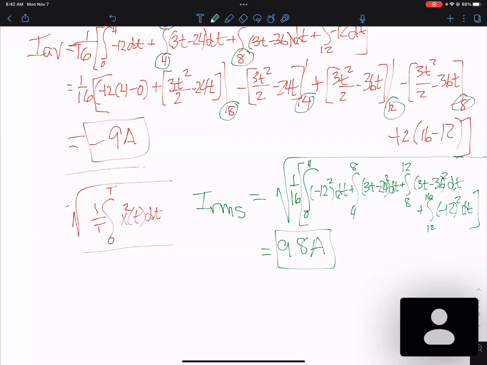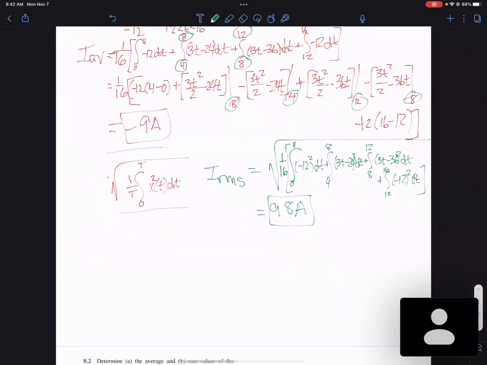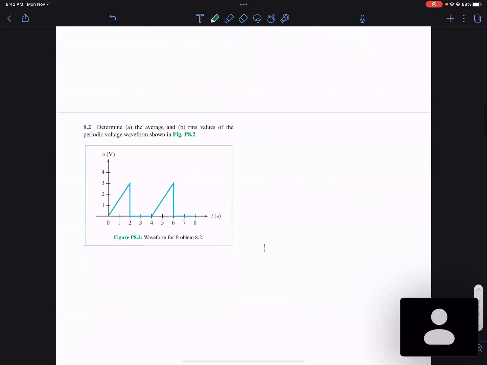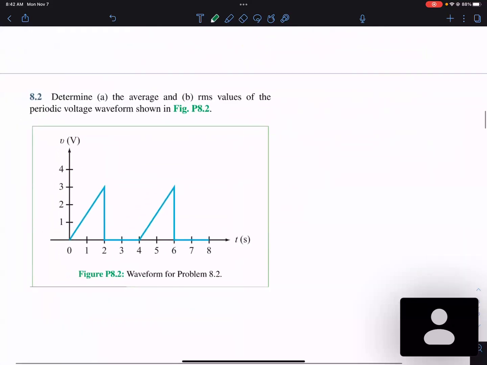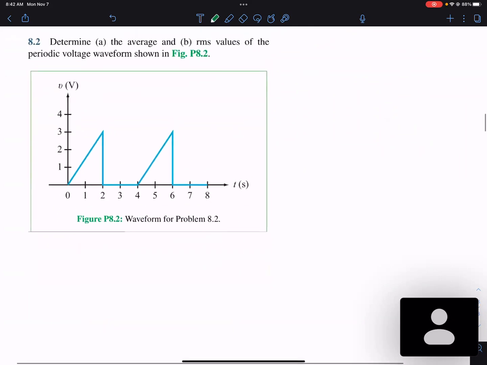So you guys ready to do one on your own? I gave you an easier one than that one, but this is the one. So for this graph, determine the average and the RMS values. And for you guys online, if you want, just from 4 to 8. If you guys just want to stay in this main room, you are not on speaker, so you can still talk.